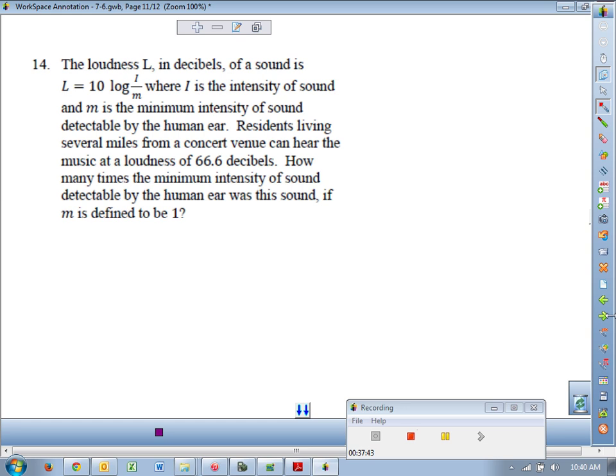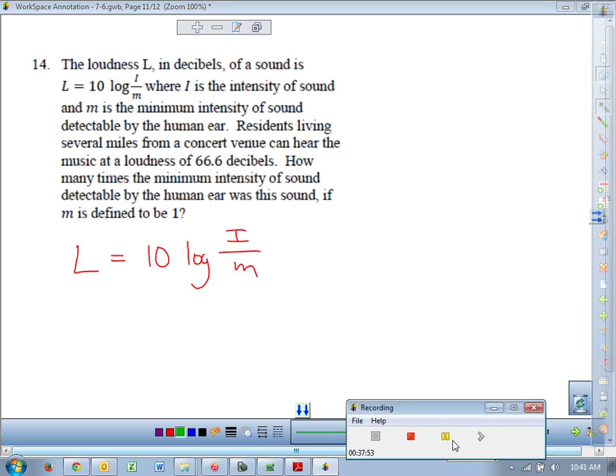Read it. Substitute in. They give you a formula and a bunch of words. Substitute in. How loud this is in logarithmic scale also. There's the formula that measures the decibels. So the loudness in decibels is by this formula. M is the minimum intensity detectable by the human ear. I is the intensity of the sound. Residents living several miles from a concert venue can hear the music at this many decibels. What does this number go in for?